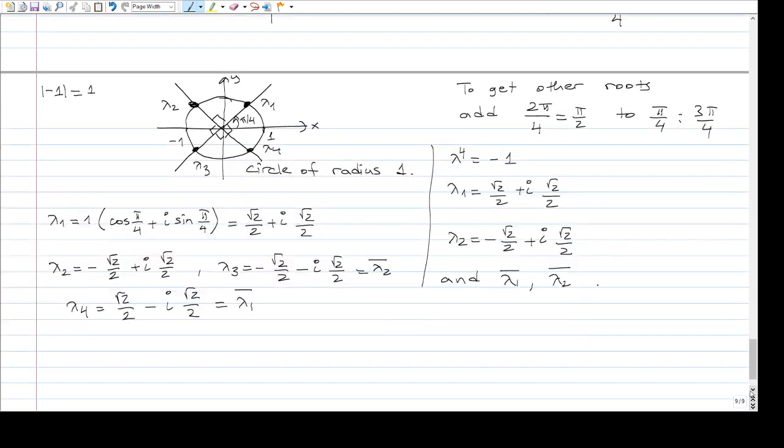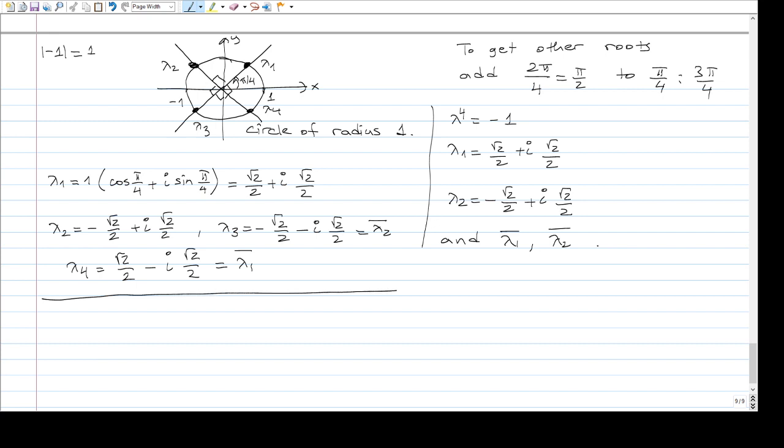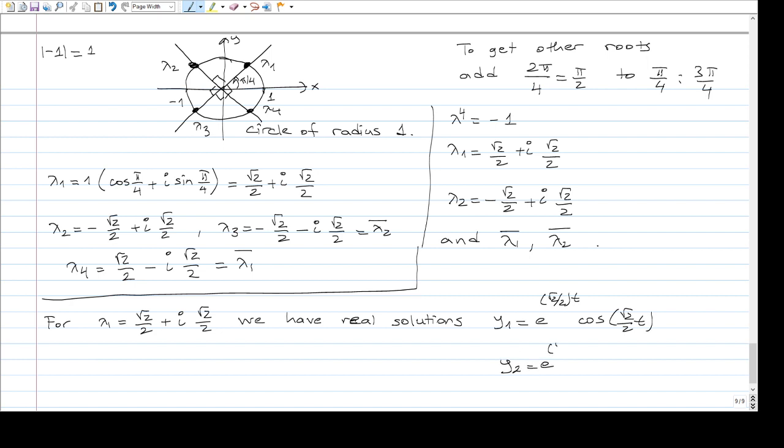Now, I don't need to consider the conjugates, right? So for lambda 1, which is root 2 over 2 plus i times root 2 over 2, we have real solutions. y1, which is e to the root 2 over 2 t cosine of root 2 over 2 t, and y2, e to the root 2 over 2 t sine of root 2 over 2 t.